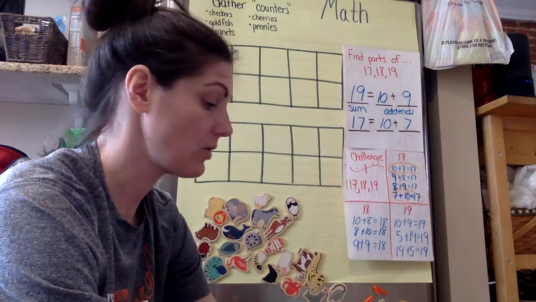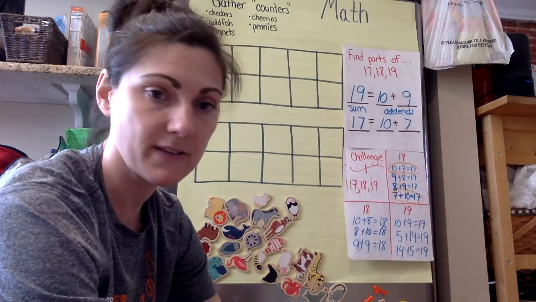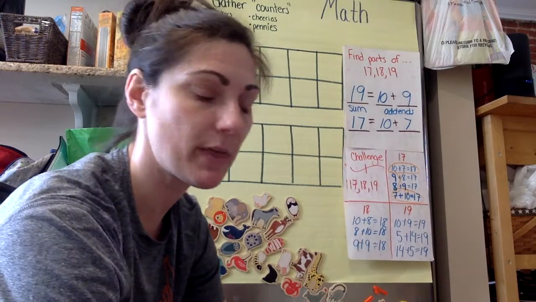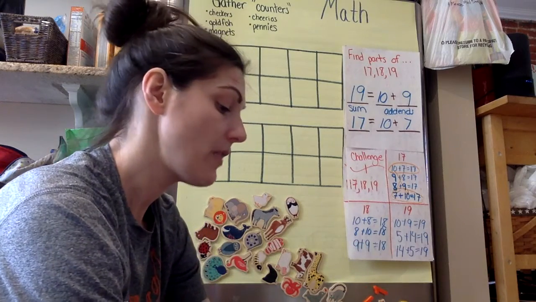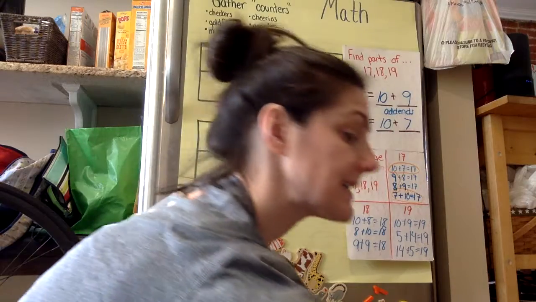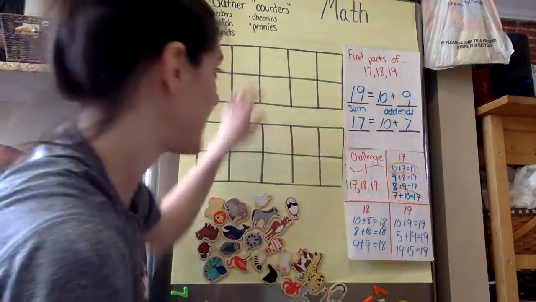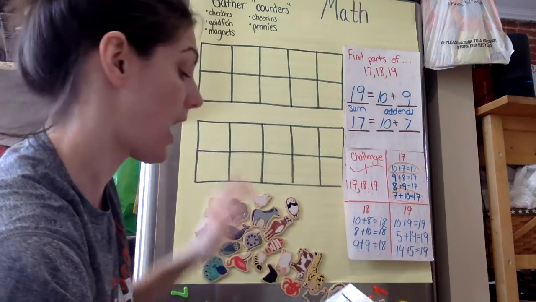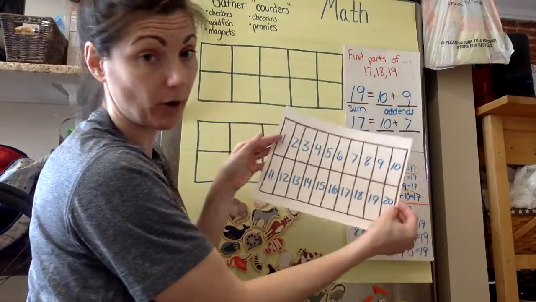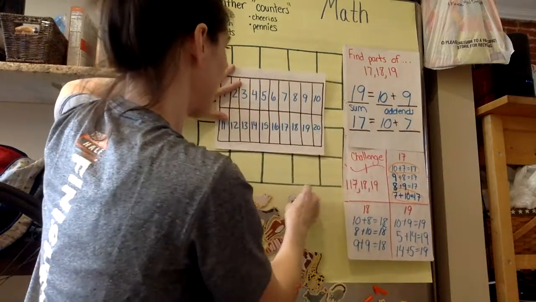If you can't print, you can recreate. You can pause the video, have the kids point to it, discuss it with them. So the activity that we're doing today, instead of using the tens frames right here, we're actually going to use this number grid.